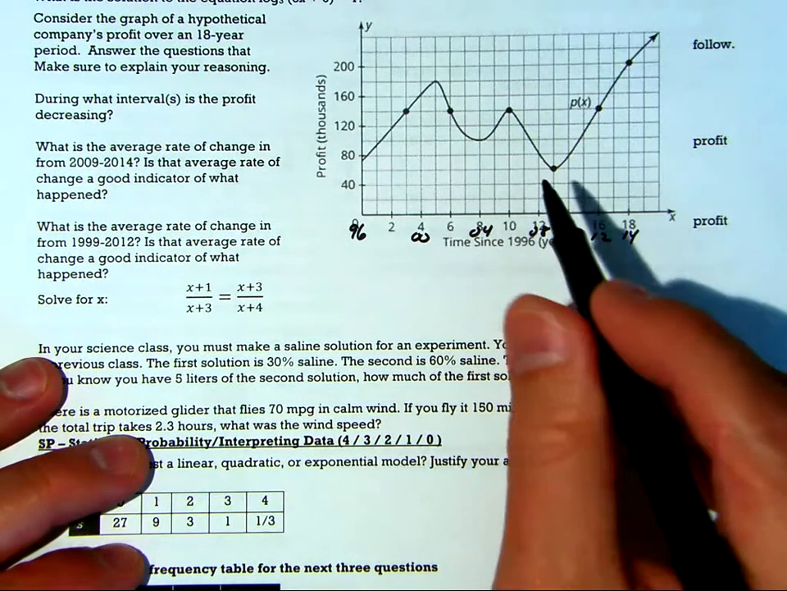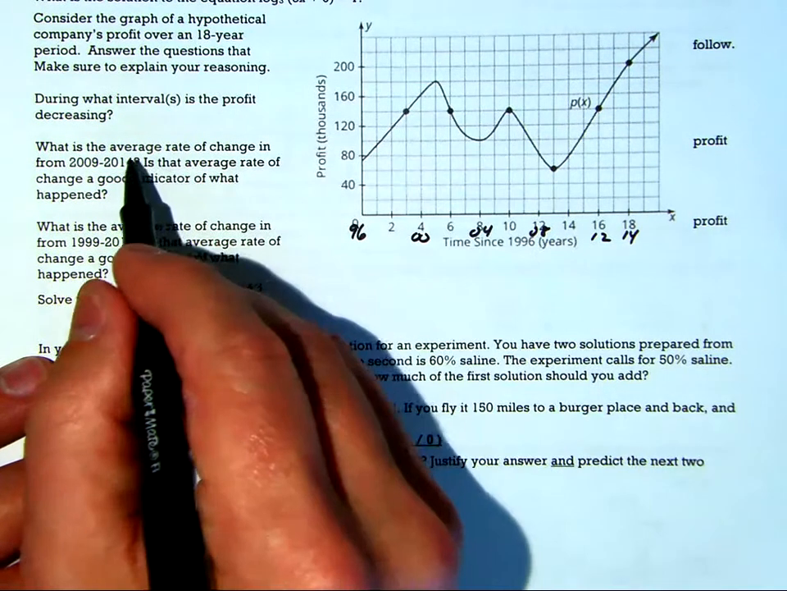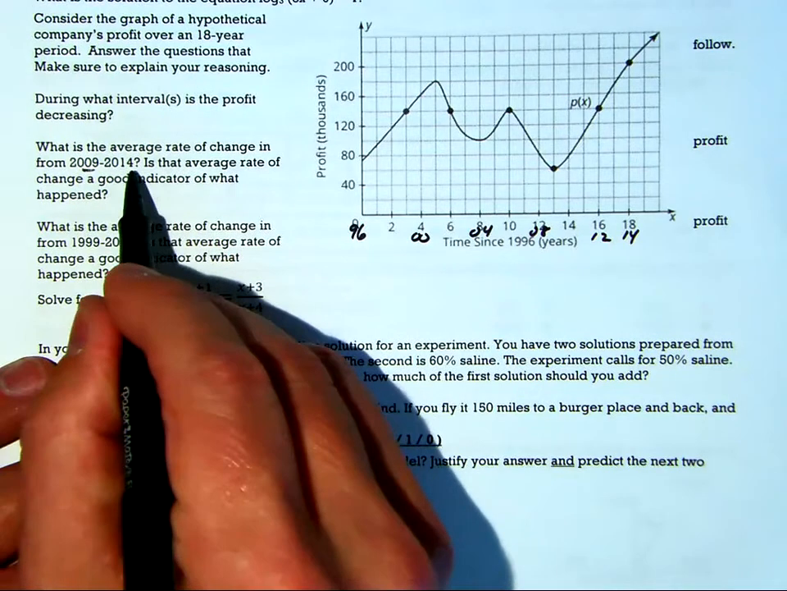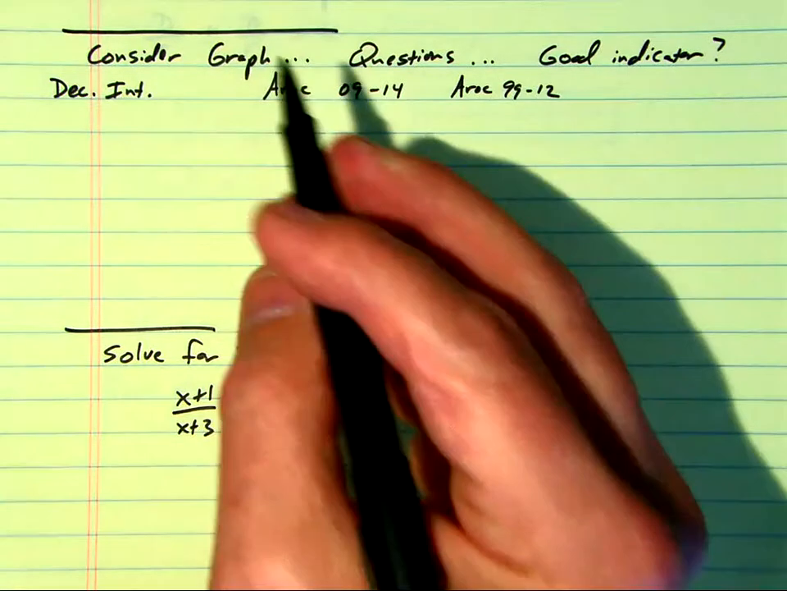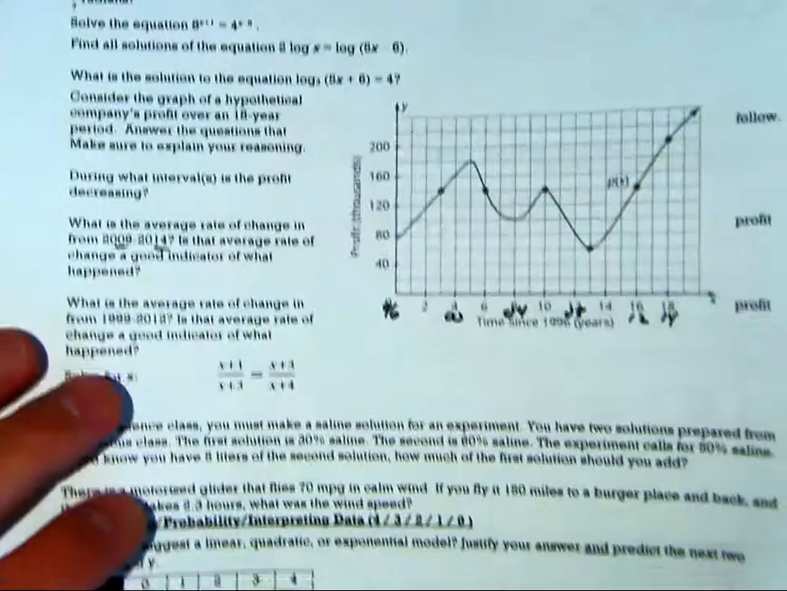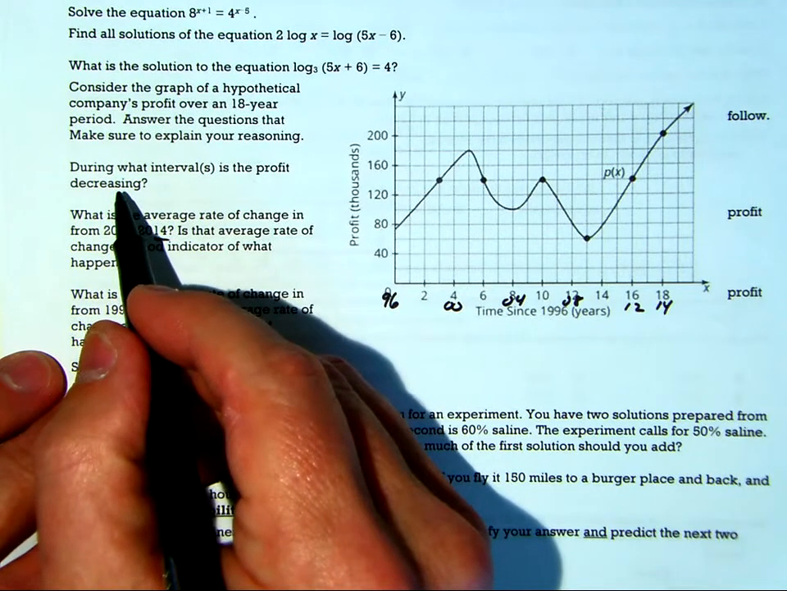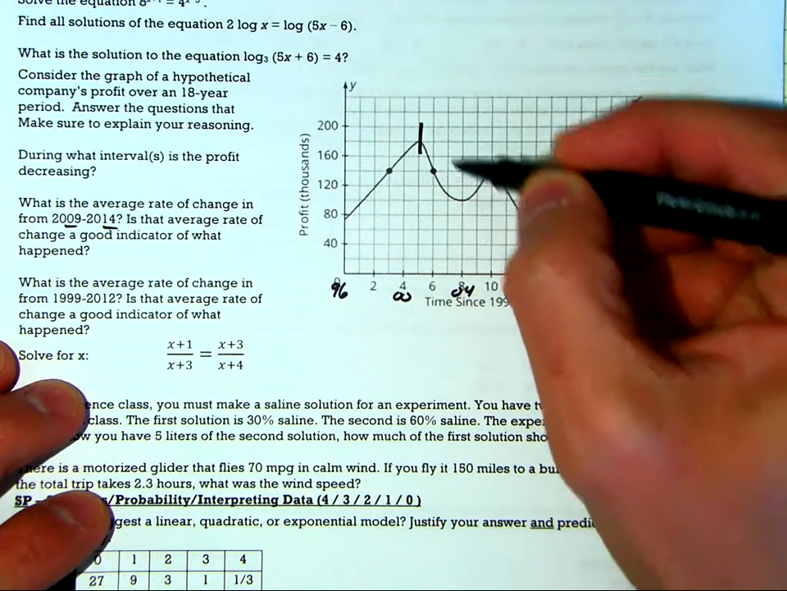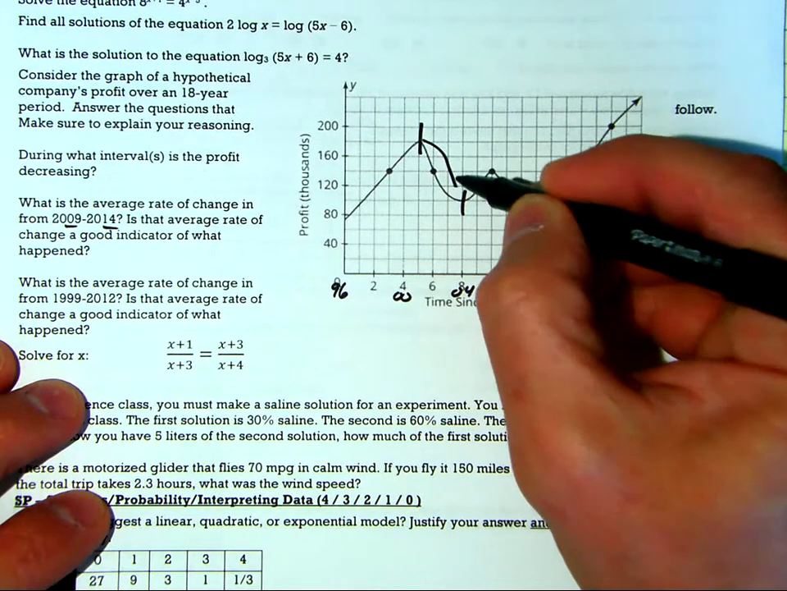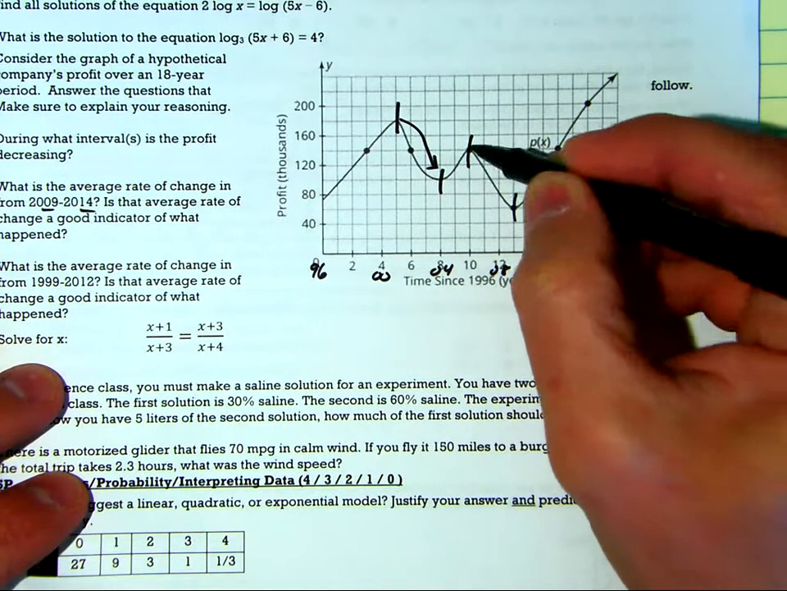Okay, so we're going to zoom back into this to make sure we can make sense of these questions in a minute. But then it says, what's the average rate of change from 09 to 14? The interval is 09 to 14. Oh, I'm sorry, I skipped over a question. During what interval is the profit decreasing? Okay, got to remember, you're going left to right. The profit is decreasing from here to there. So we're going to write down that interval, and it's decreasing from there to there.